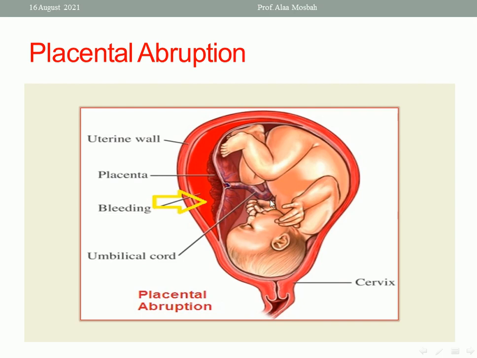As you see in this picture, the placenta is normally implanted, situated in the normal site, but prematurely separated. So there is a retroplacental hematoma here because separation happened.